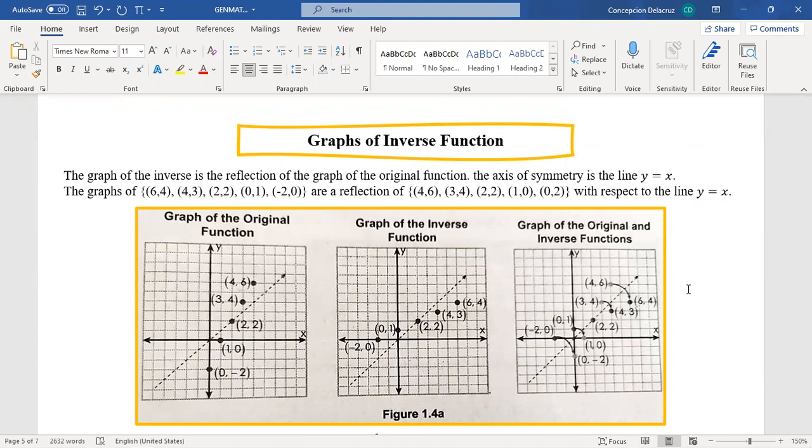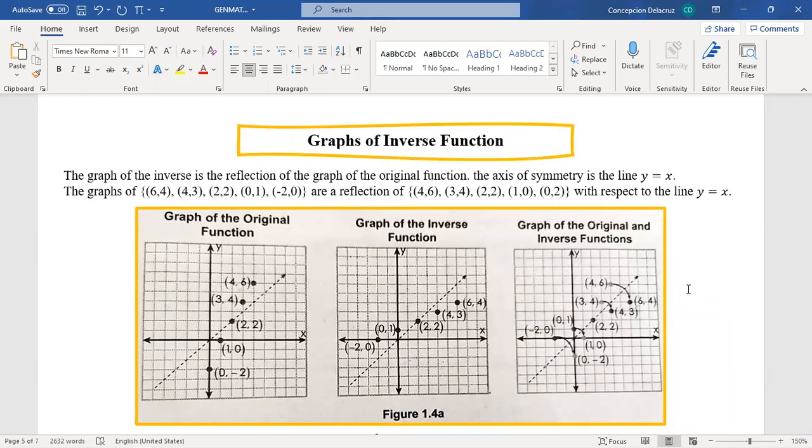So the graph of the inverse is the reflection of the graph of the original function. The axis of symmetry is the line y is equal to x. So when you graph the inverse function, it is just a reflection of the original function.